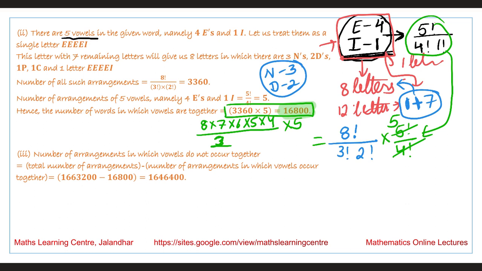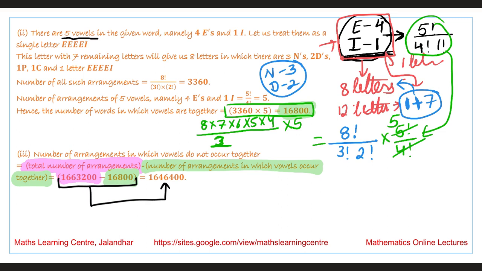The third case we have is that the vowels never occur together. So the total number of arrangements we have is 163200 that we have seen, and the number of arrangements in which vowels occur together is equal to 16800. When we subtract both these values, the answer we obtain is 164,640. This is the final answer we obtain in this third case.